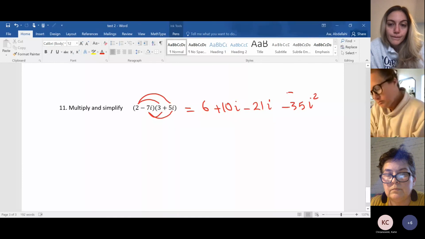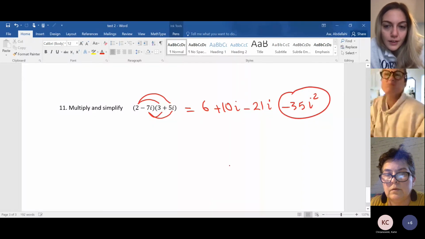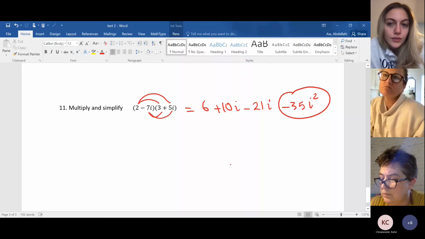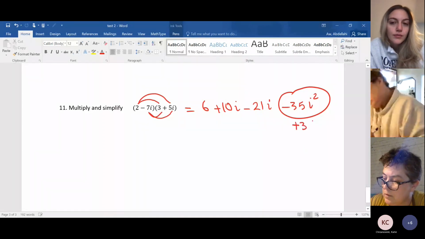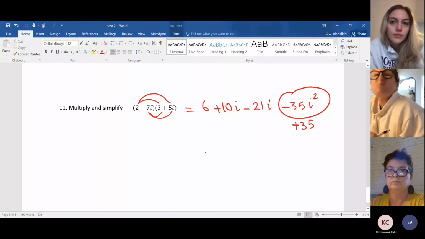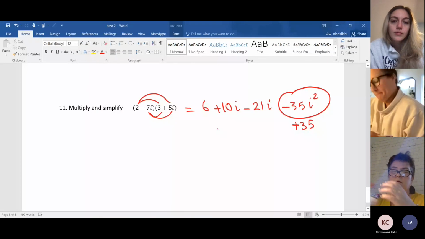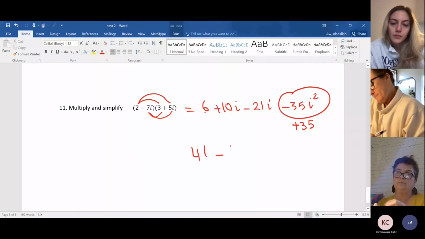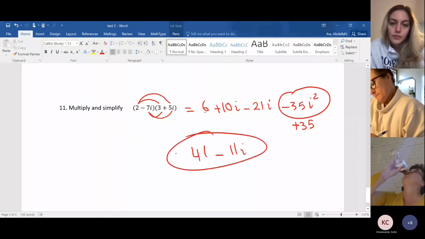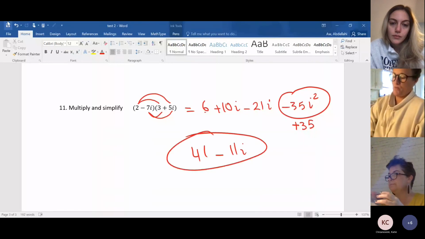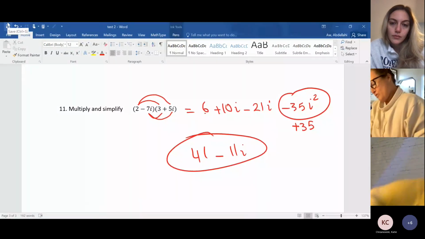Do you remember what we said? This will become how much? Do you remember? Positive 35. Exactly, because i squared is negative 1, right? i squared is negative 1. That's why this becomes positive 35. We get 6 plus 35 is 41 minus 11i. So this is like chapter 2.